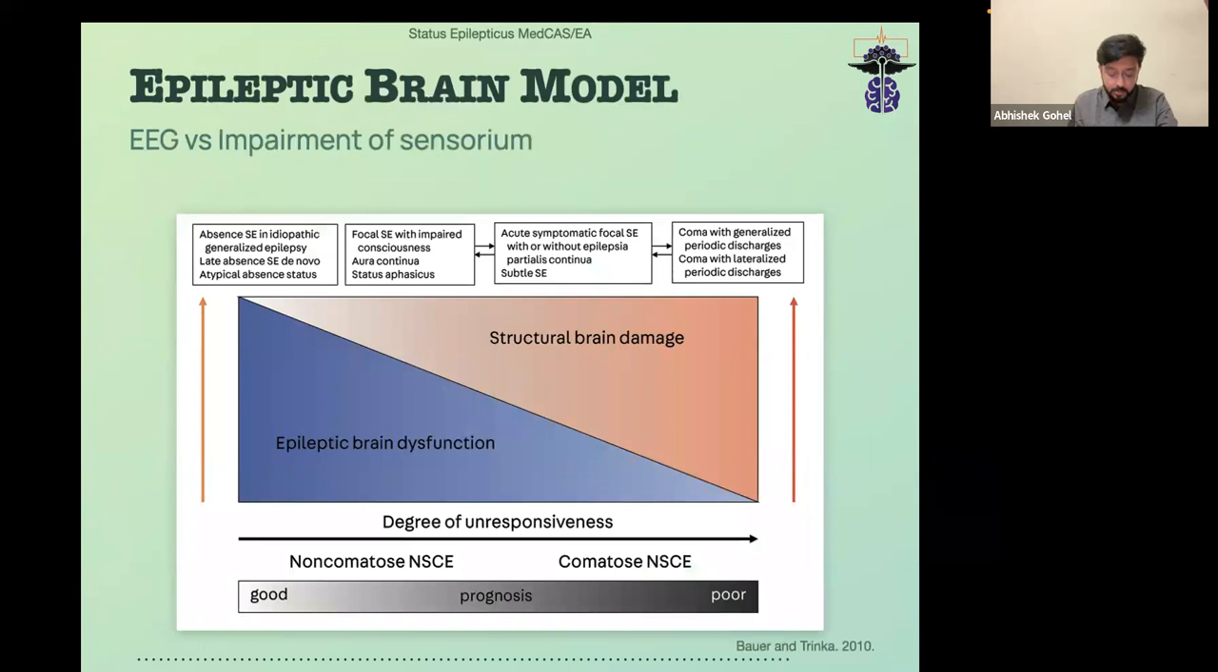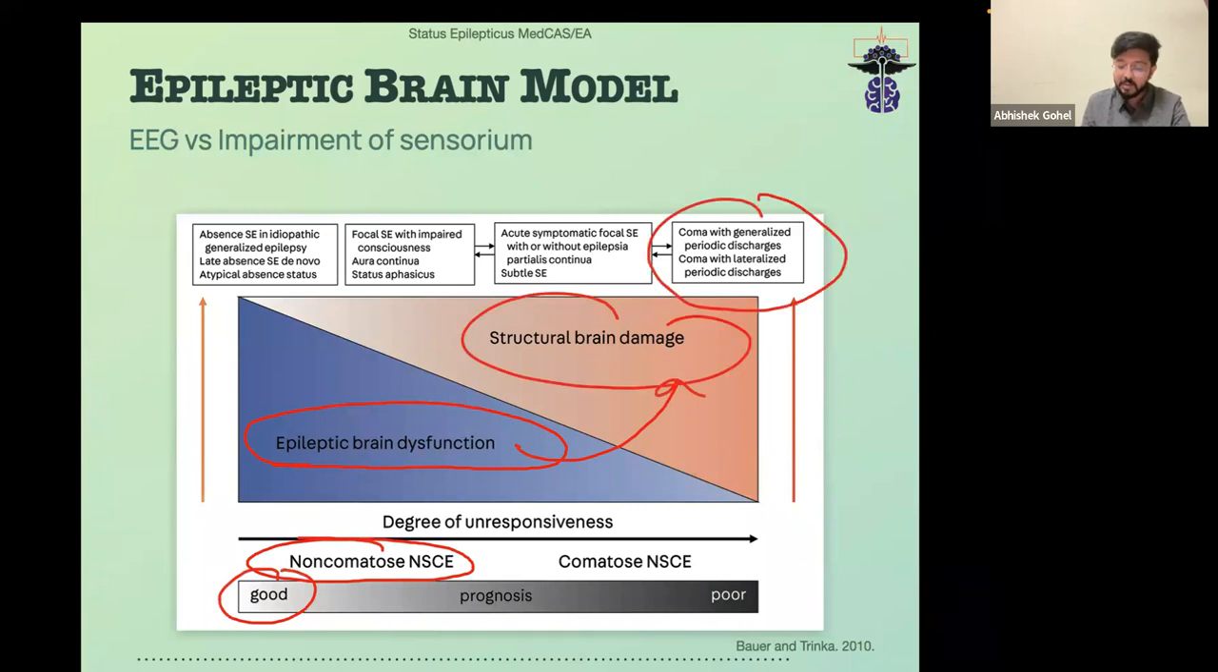Why is it important? The epileptic brain model. This model explains that the longer the epileptic brain activity is ongoing, the more are the chances that there will be structural brain damage. If you catch the patient in early non-comatose, non-convulsive status epilepticus, the chances of improving are good. If you catch them here, when the patient is already in a coma with generalized periodic discharges, the chances of them improving will be poor.